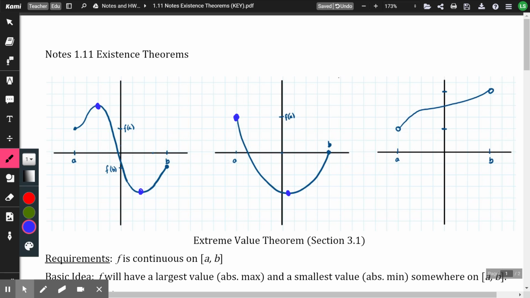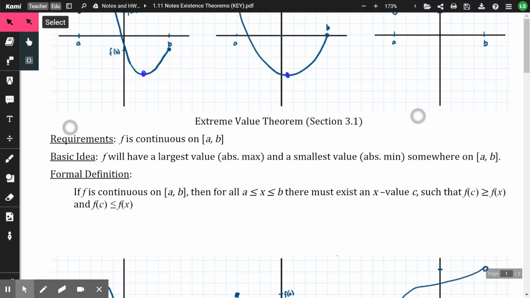For the last function from a to b, we don't actually have a maximum or minimum because we start and end the interval with open circles, or an open interval that we have here. So the extreme value theorem is going after the fact that we can find an absolute maximum and an absolute minimum somewhere on this interval, provided that it is a closed and continuous interval. So for example, the first two functions have absolute mins and maxes somewhere. It might be at an endpoint, it might be at an interior point. But for our last example, because this is an open interval, we cannot guarantee that we're going to have a min or a max somewhere.